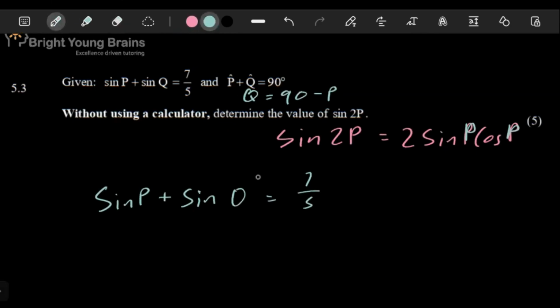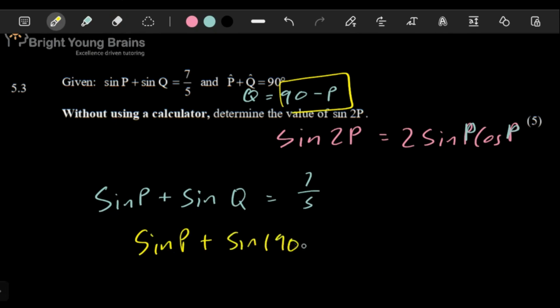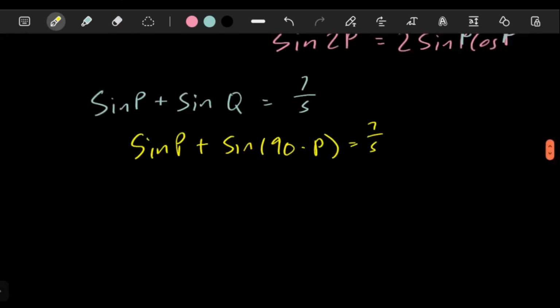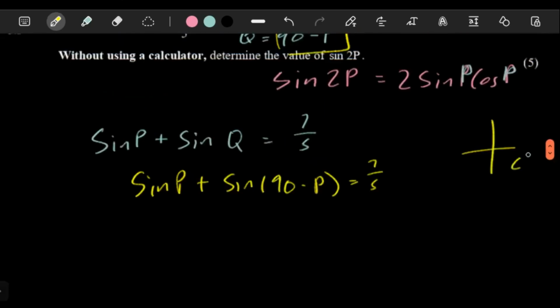The reason for doing that is, if you want to end up with things that are being multiplied together like this, you have to create a scenario that can potentially end up like that. The one scenario that can be created is if you square both sides. But before squaring both sides, let's deal with this. Here we have sine p plus sine(90 minus p). We know that 90 minus p is in the quadrant where everything is positive, C-A-S-T, but it has to change to a cos. So this is sine p plus cos p.